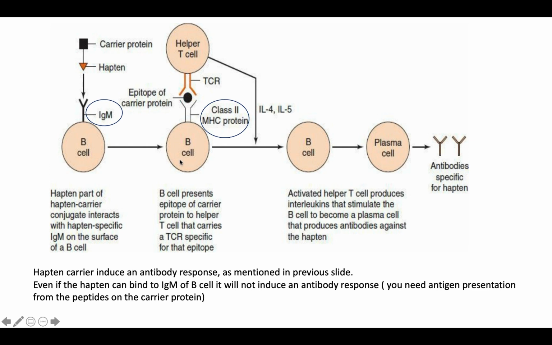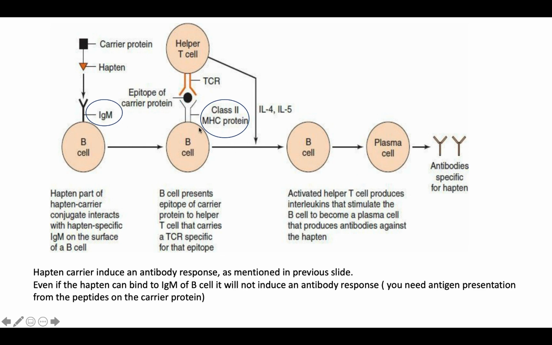So what does it do? It takes the carrier protein, processes it, and goes to the T cell, saying this carrier protein that was bound to the hapten, activate me. So it gets activated, with interleukin 4 and interleukin 5, and activated by interleukin 2. Now the B cell is active. So now I have clonal proliferation and memory for the IgM that is now specific to the hapten. So now I am making antibodies against the hapten. So now I am penicillin allergic. That's what happens with haptens.